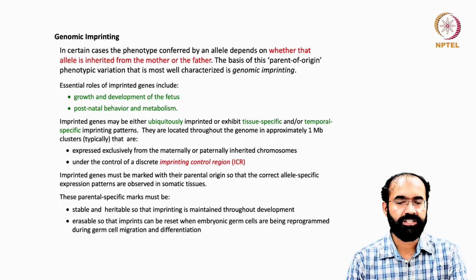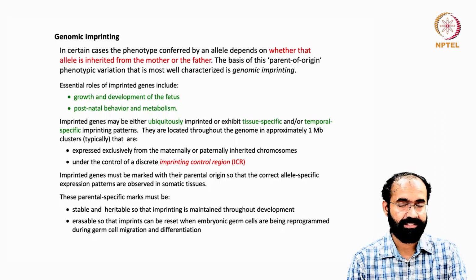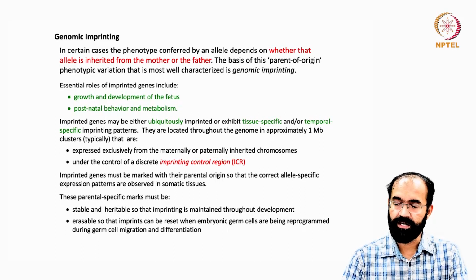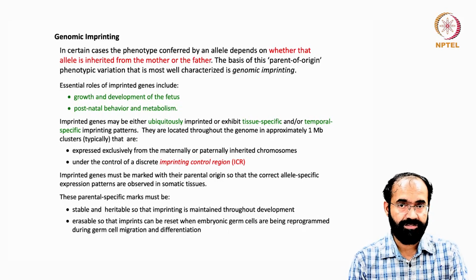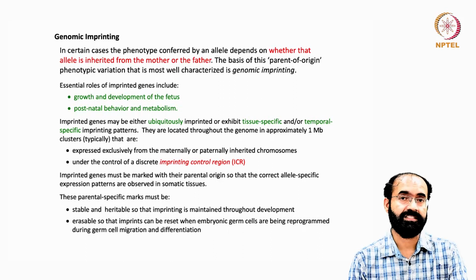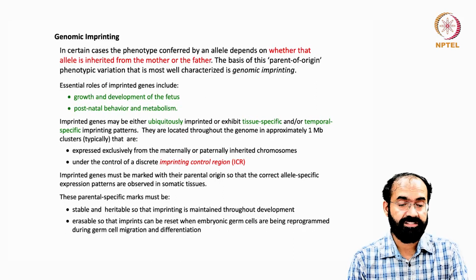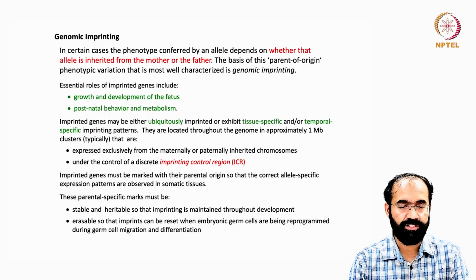So the basis of this parent of origin phenotype variation that is most well characterized is called genomic imprinting. Genomic imprinting itself means that the parental origin has a big importance and big value in deciding whether a gene is allowed to express. Essential roles of imprinted genes. What are those so-called imprinted genes and what do they do? That is a question we should have.